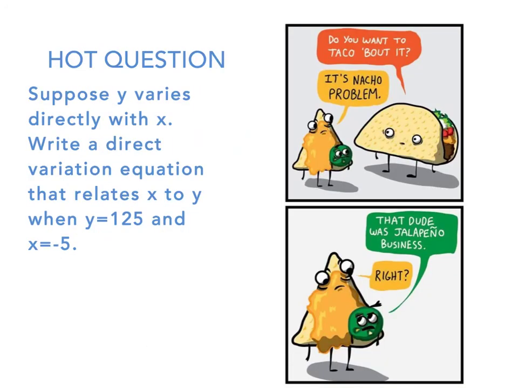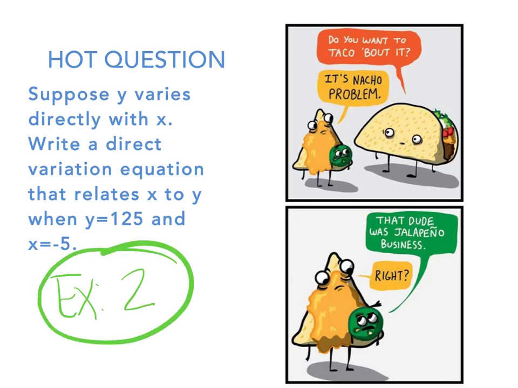For your hot question, suppose y varies directly with x. Write a direct variation equation that relates x to y when y equals 125 and x equals -5. Go back to example 2 to help you with this one. It's exactly what we did there.